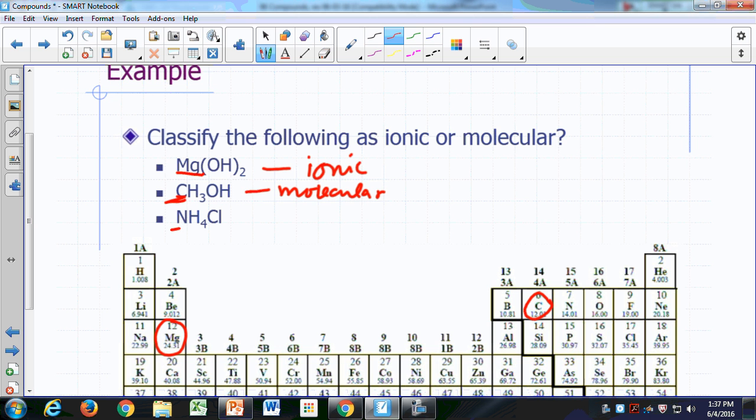And finally, the third one, the first element listed is nitrogen, a non-metal, but you see that grouping right there, NH4, that tells you that's an ionic compound. Okay? This compound is ionic because of that NH4 group.